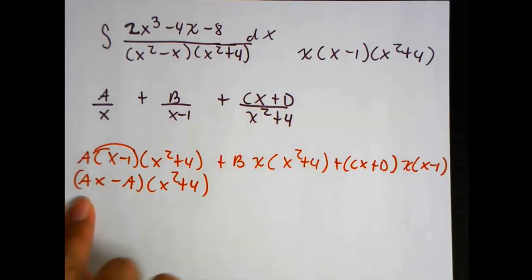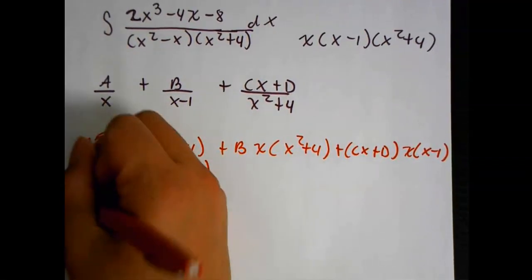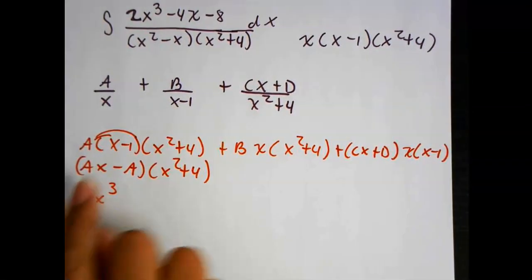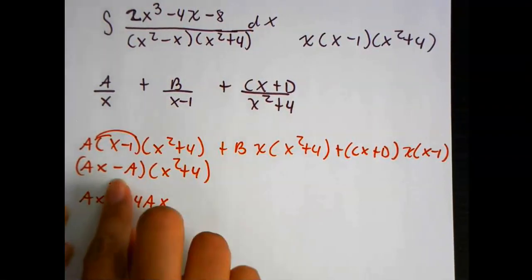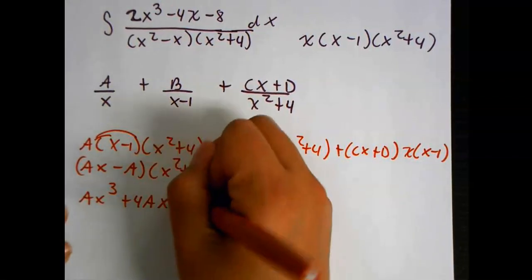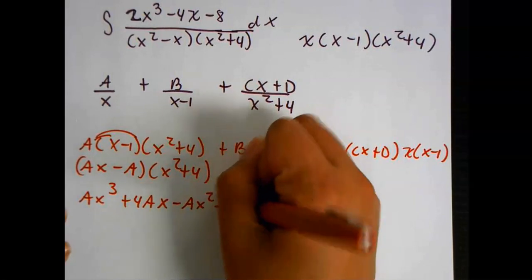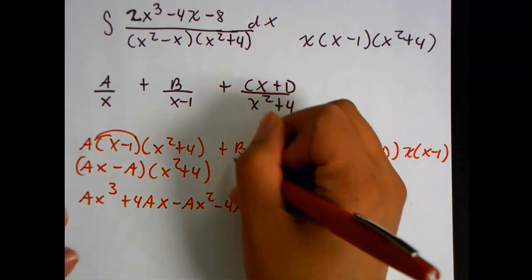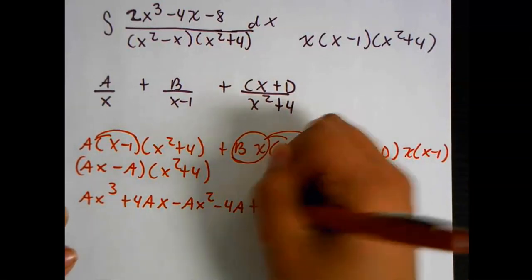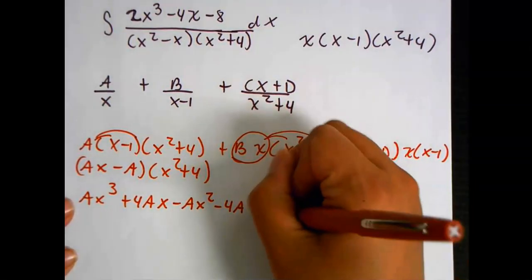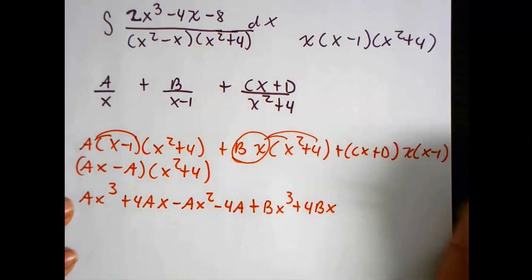I'm going to distribute the AX, okay? AX times x squared, AX cubed. AX times 4, 4AX. Negative A times x squared, negative AX squared. Negative A times 4, negative 4A. I'm going to distribute the BX into this term right here. It's going to become BX cubed plus 4BX.